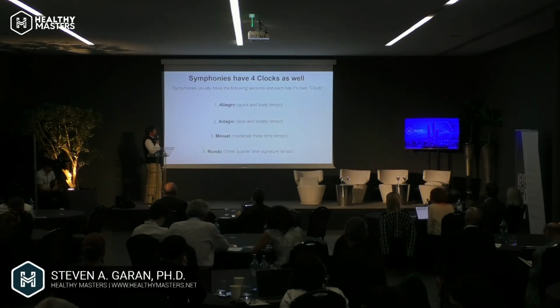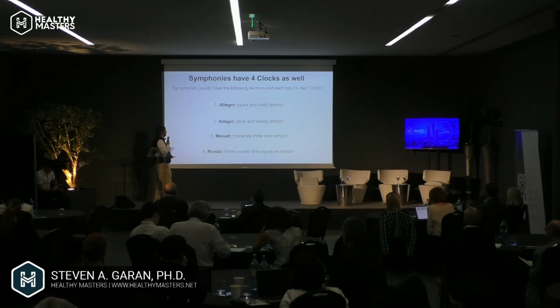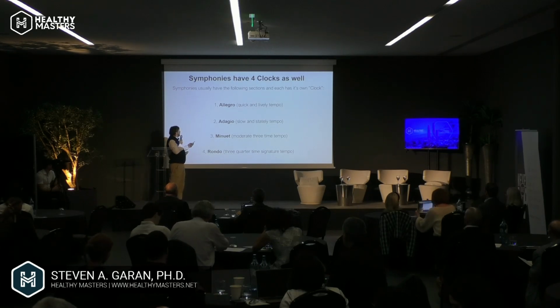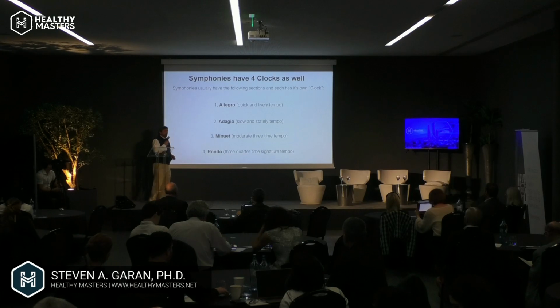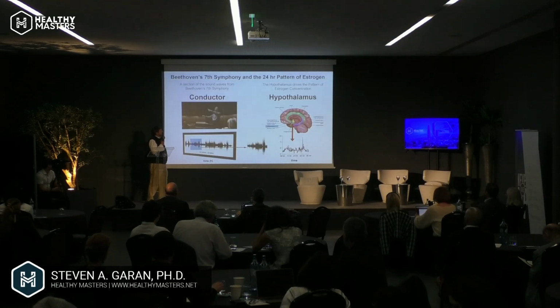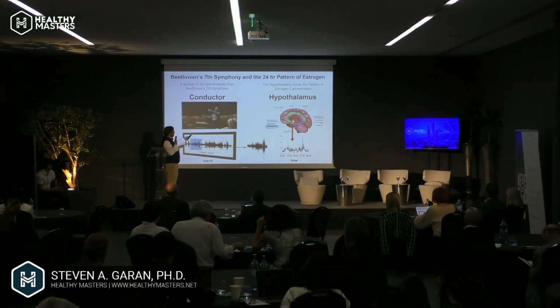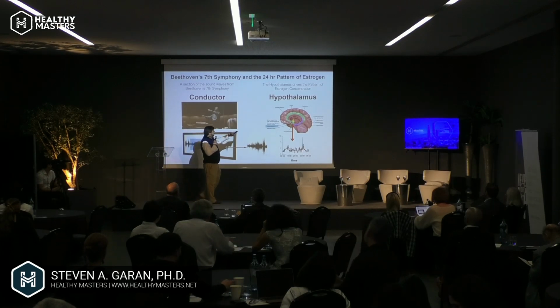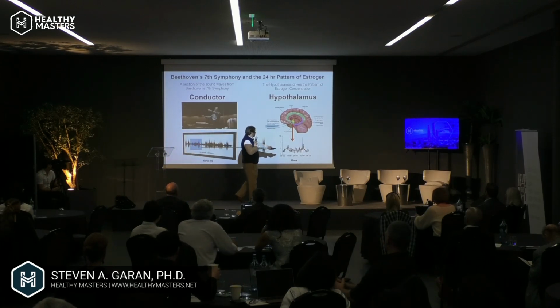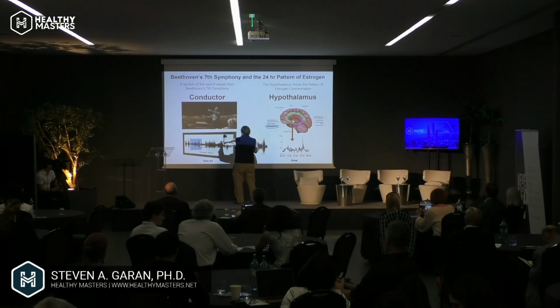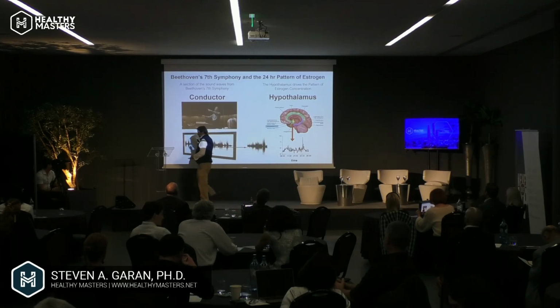So again, just like I showed you before, we have the different periods. Likewise, we have the different sections of the symphony. We have the allegro, the adagio, the minuet, and the rondo. Same kind of thing, same kind of concept. So here it is. The hypothalamus generates the music of estrogen, and the conductor generates the music of Beethoven.